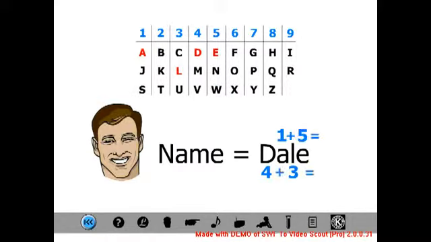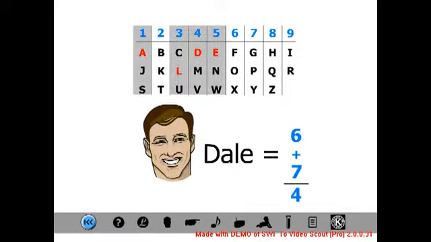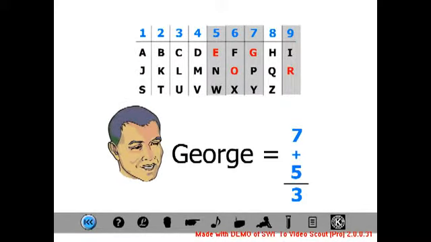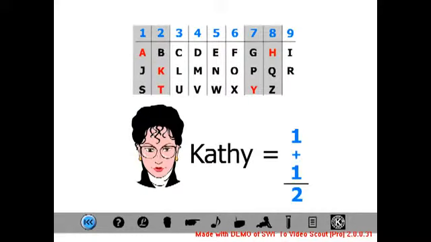The formula of a name determines the qualities of intelligence brought into form through your individual mind. Therefore, Dale is a 674 name combination. George is a 753 name combination, and Kathy, spelt with a K, is a 112 name combination.